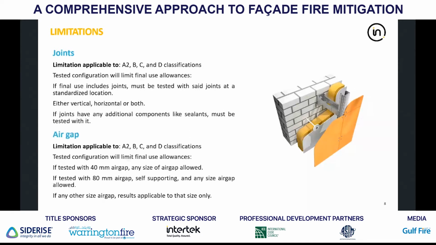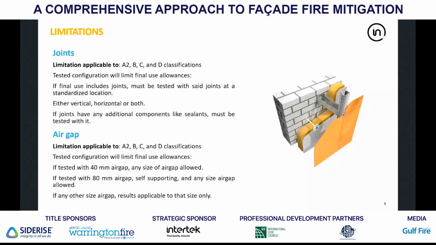Another thing is the air gap. Again, this is only applicable to classifications that require the SBI: A2, B, C, and D. So again, if it has an air gap, it needs to be tested with an air gap. These limitations will also be included at the end, so you should just look for that information. It is very important because when there's an air gap, there's oxygen coming from both sides, so depending on the product, that can affect the results significantly.